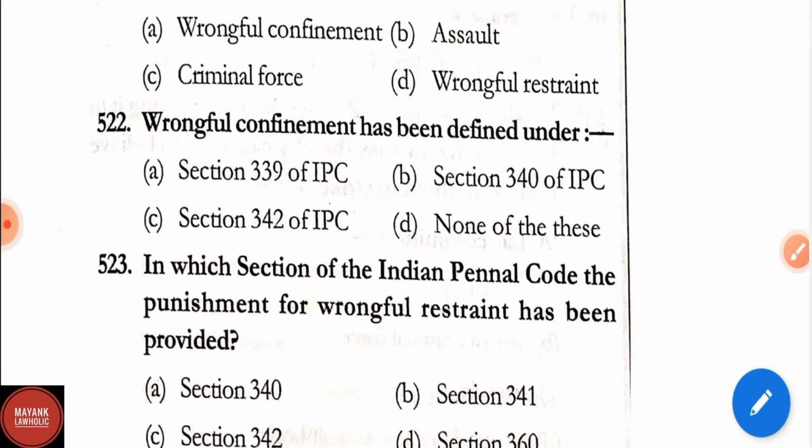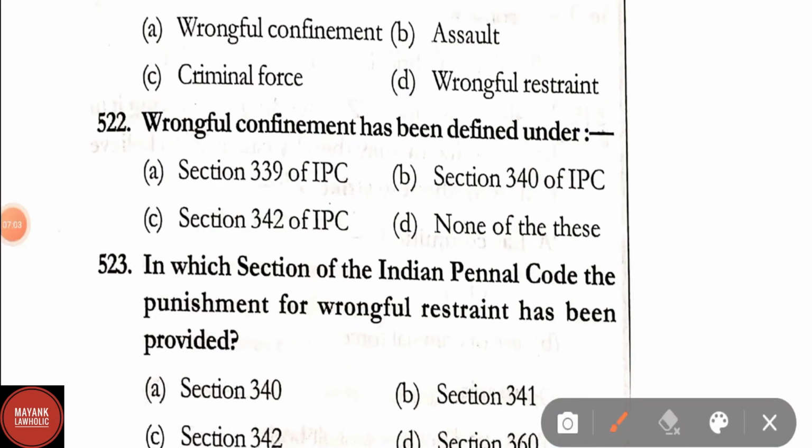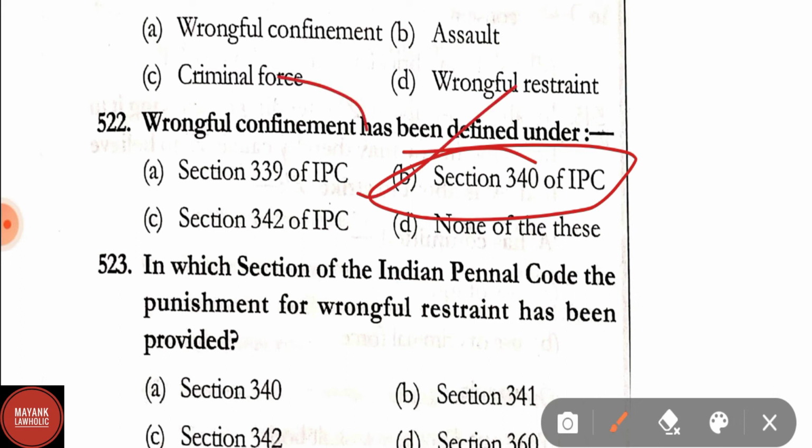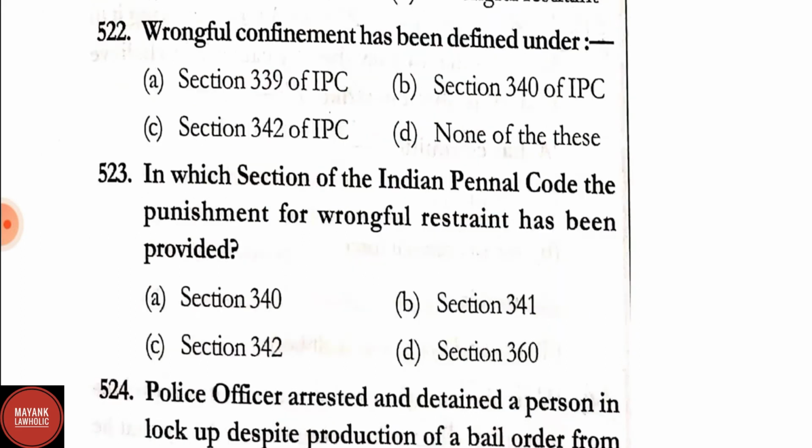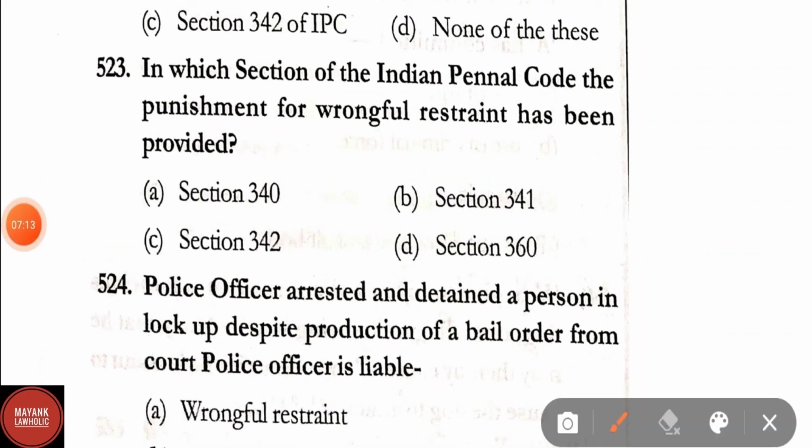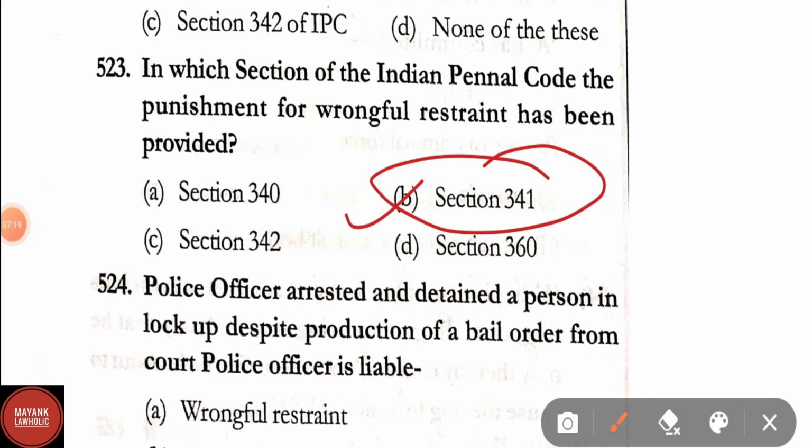Question number 522. Wrongful confinement has been defined under Section 339, Section 340, Section 342, none of these. Correct answer is option B, that is Section 340 of IPC. Wrongful confinement has been defined. Question number 523. In which section of IPC the punishment for wrongful restraint has been provided? Correct answer is Section 341. In Section 341, punishment for wrongful restraint has been provided.